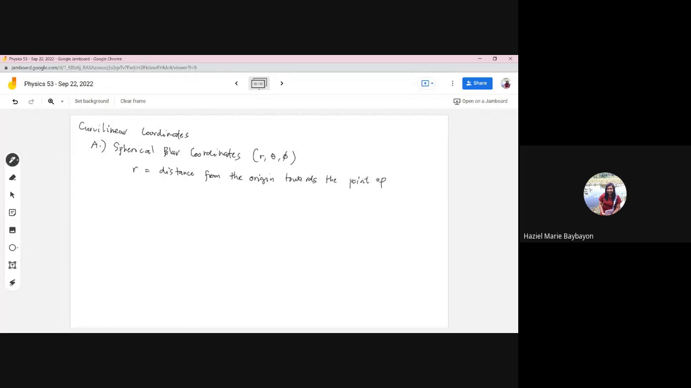Okay. So for example, class, we have a three-dimensional Cartesian coordinate system. And then for example, this is X, Y, and Z. You have here a point, anywhere in space. Okay, so point P. Point P in the Cartesian coordinate system can be described or located using X, Y, and Z. If we know what X, Y, and Z are, then we can easily locate the point.